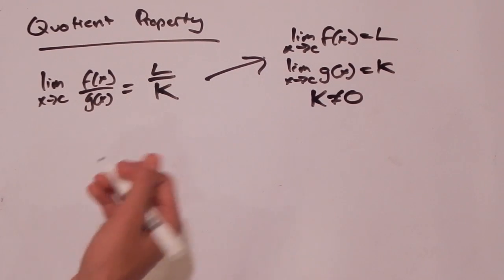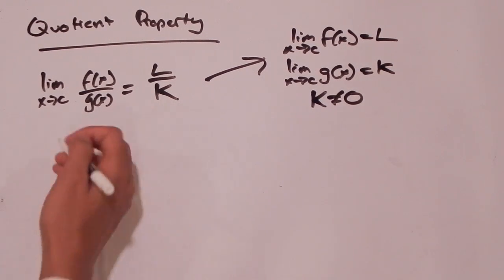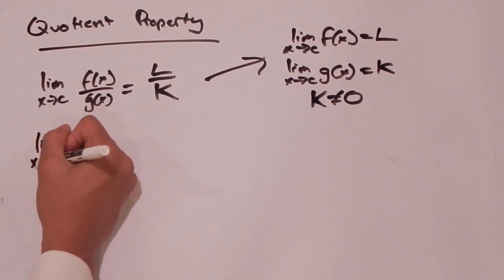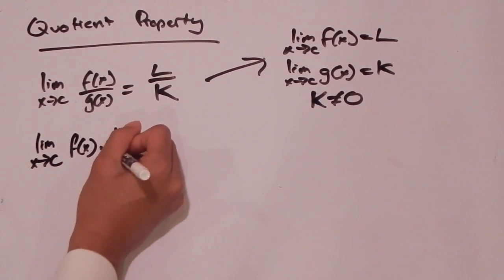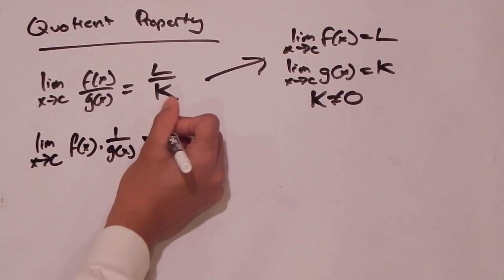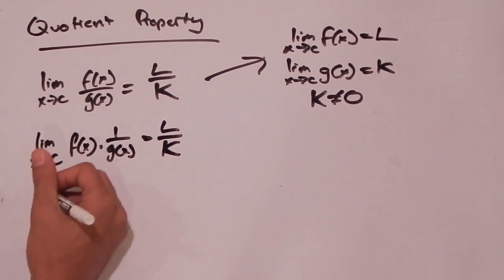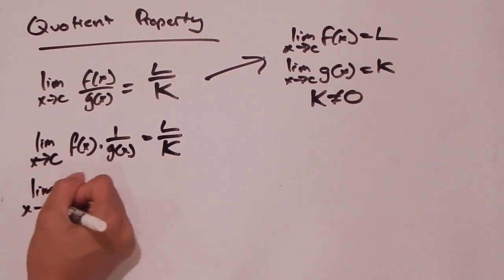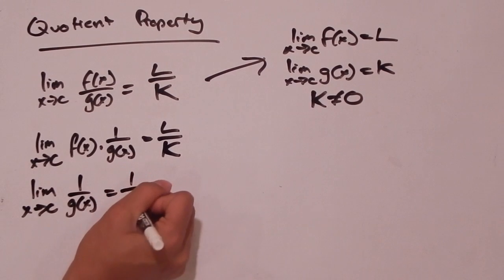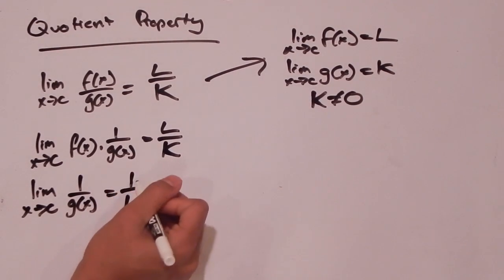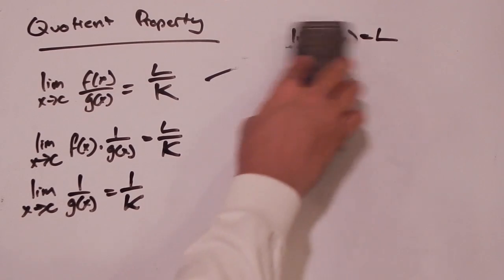So how can we go about proving this? Well, what we're actually going to do is apply the product property, and we're going to split this up, make it look something like this: f(x) times 1 over g(x) is equal to L over K. And based on this, if you look at the product property, what you see is that if we're able to prove that the limit as x goes to c of 1 over g(x) is equal to 1 over K, then we've effectively proved our quotient property. So that's exactly what we're going to set out to do.